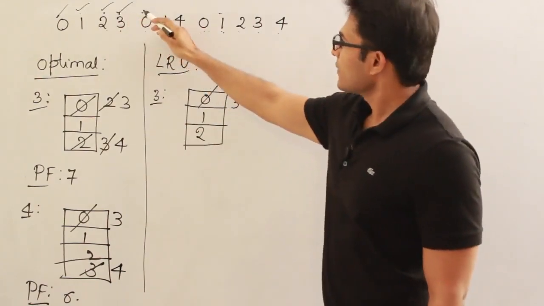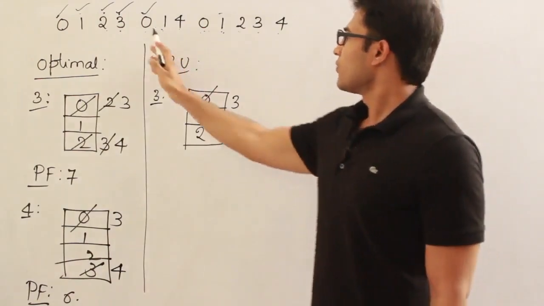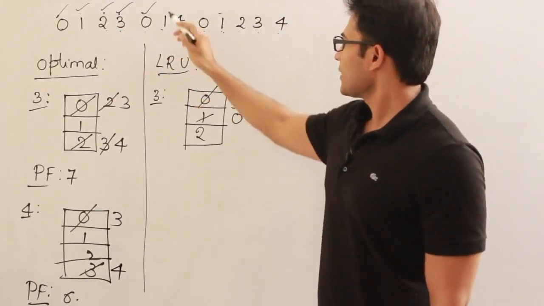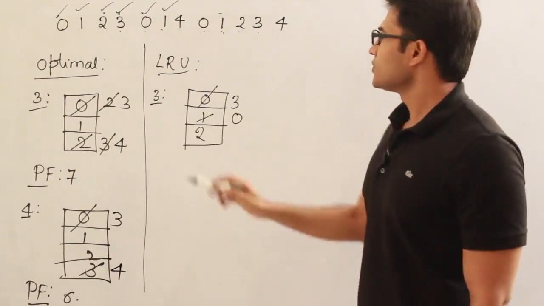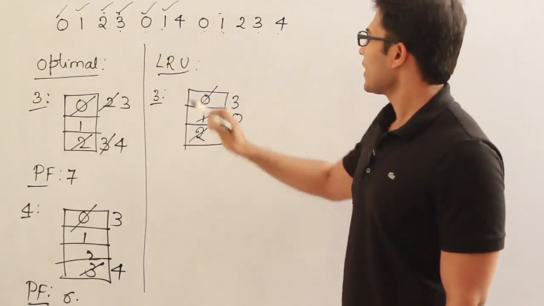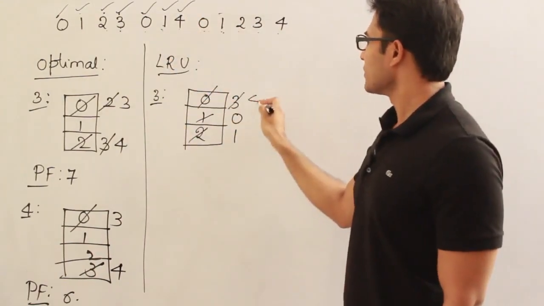Fine. And next again I need 0. Then which one will be replaced? 1 is very far away, therefore 1 will be replaced. And next one is I want 1, right? Then which one will be replaced? 2 is very far away, therefore it will be replaced with 1. And next one is I need 4. Which one will be replaced? 3 is very far away, therefore that will be replaced.